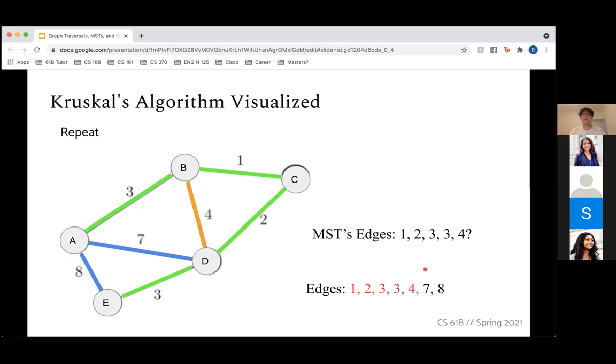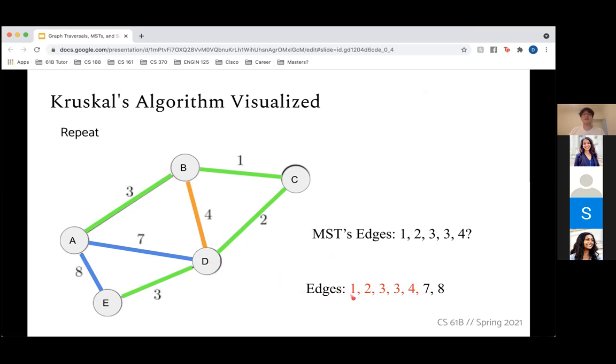And now we come to the case of 4. We want to ask ourselves, can we add 4 to our MST? Can somebody tell me what they think? Do you think we can add 4 to our MST? Yes or no? Yeah, exactly. So the general consensus is that we cannot add 4, the edge BD, to our MST because it creates a cycle. And that's absolutely correct.